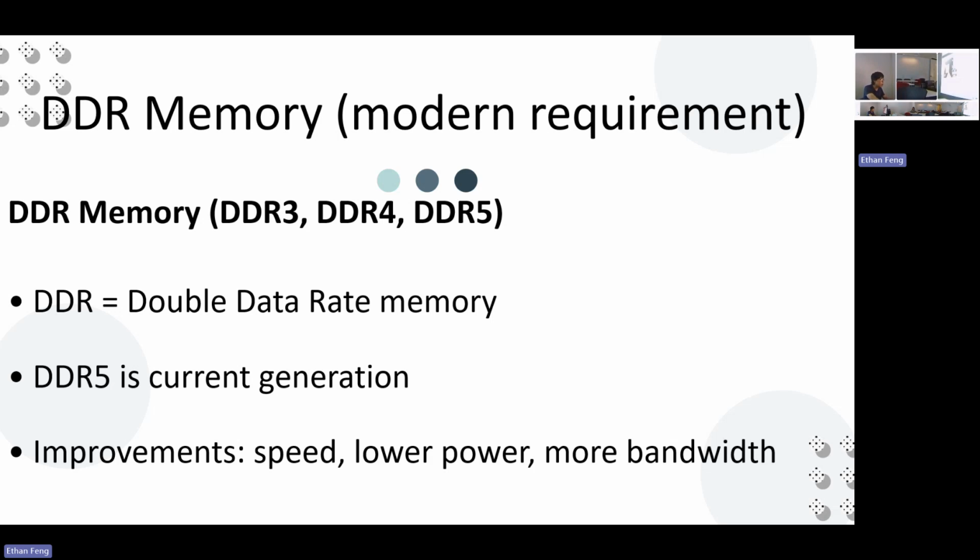And here, whenever you have 4 modules, the speed will go down to 3,600. So can we have more channels for the CPU? Yes, of course.